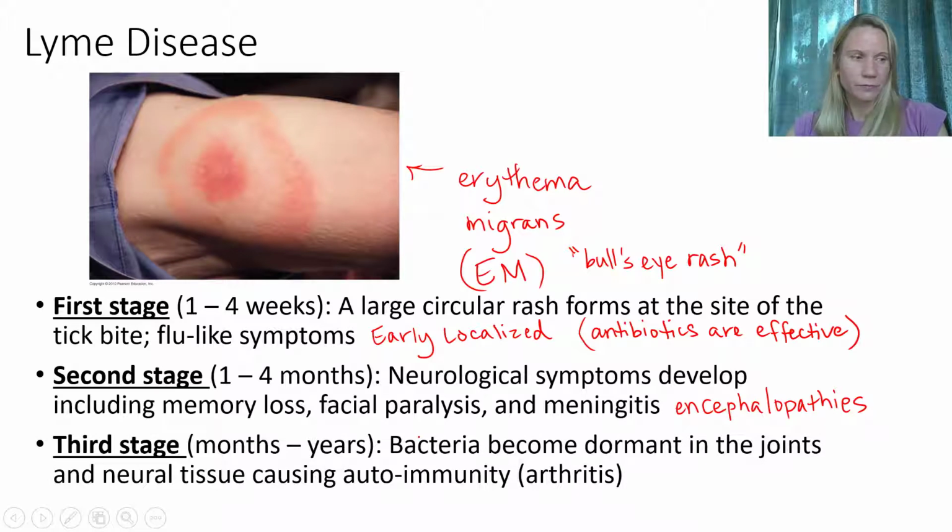Third stage is considered a chronic stage of the infection that triggers autoimmunity. Again, we're not entirely sure how, but the bacteria tend to burrow into joints, into neural tissue, and trigger a very painful arthritic condition. And remember, that is what the original diagnosis was for the children living in Lyme, Connecticut, when this was first diagnosed back in the 1970s.